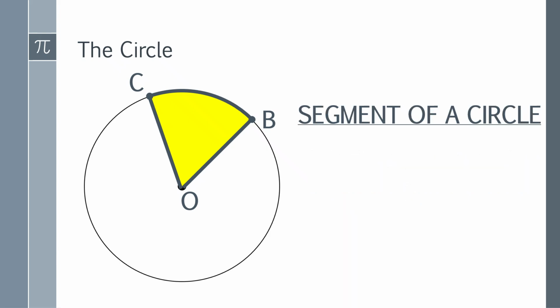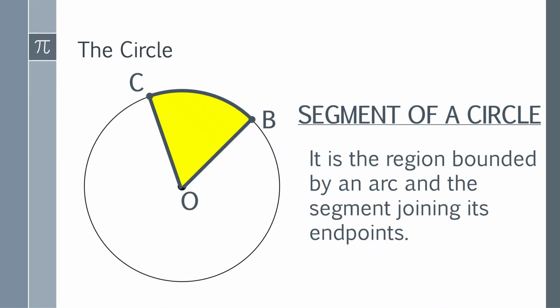And of course, the segment of the circle. When you say segment of the circle, this is a region bounded by an arc and the segment joining the endpoints. As you can see on the next figure, this is a sector. But when you say segment of the circle, this is the one. There is an arc, which is arc CB, and there is a line segment CB here. The region bounded by this arc CB and the line segment CB is known as the segment of the circle.